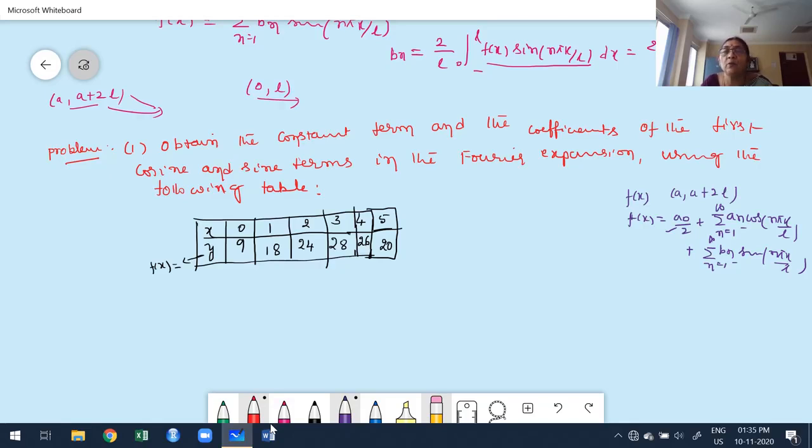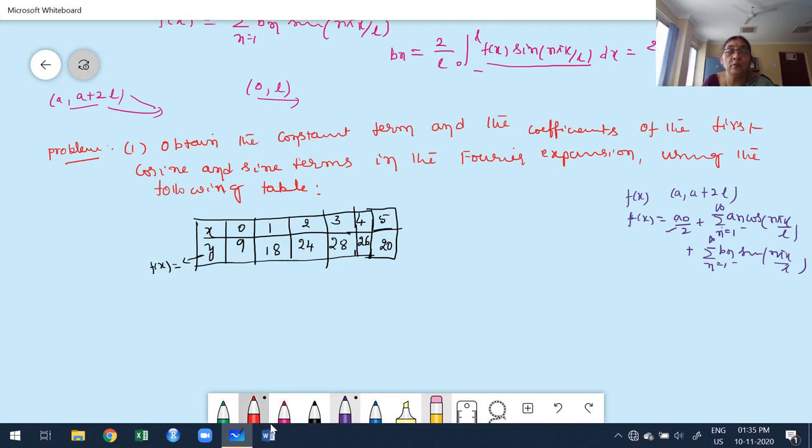They want to find out only the constant term, that is a naught by 2. I have to find out a1 and b1, the coefficients of the first cosine and sine terms of the series. Now, before moving to the next step, you should know the formula for how to find the values of a naught, a1 and b1.